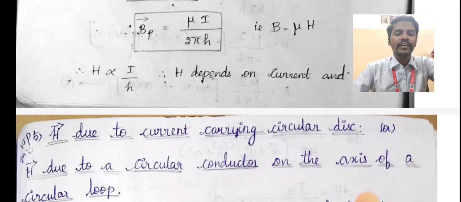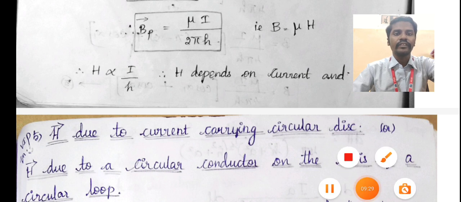The same case is applicable in electrostatics also. We have derived the electric field intensity for a finite long straight conductor and an infinite long straight conductor. That is about this topic.